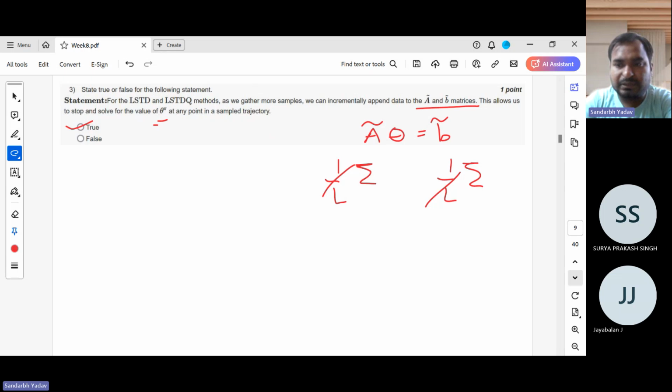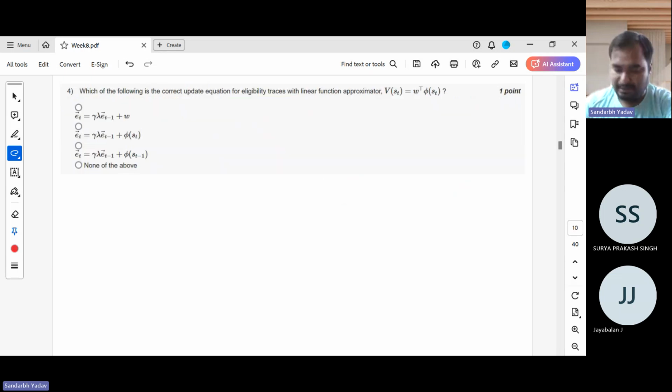Otherwise, I'll move to the next question, which says: which of the following is the correct update equation for eligibility traces with a linear function approximator? Okay, so this is the linear function approximator which they have given. Generally we were using theta till now. Here they have used W to represent the parameters. So you can map these, right?